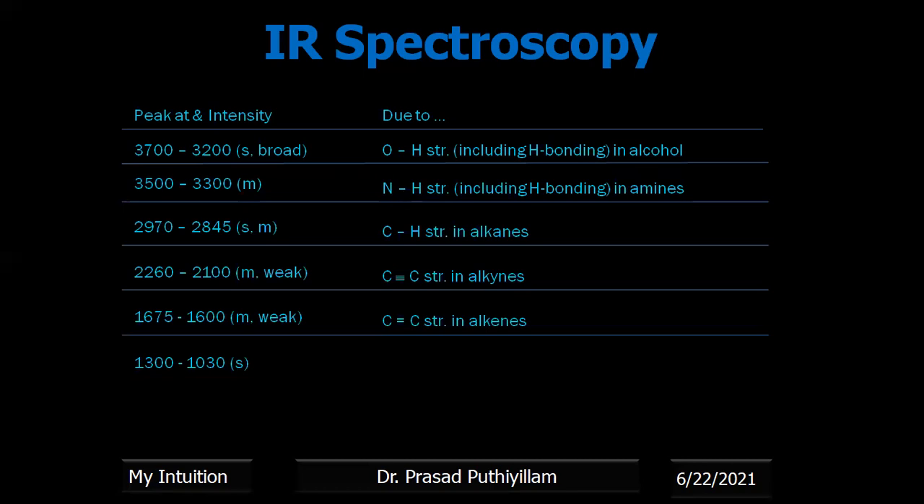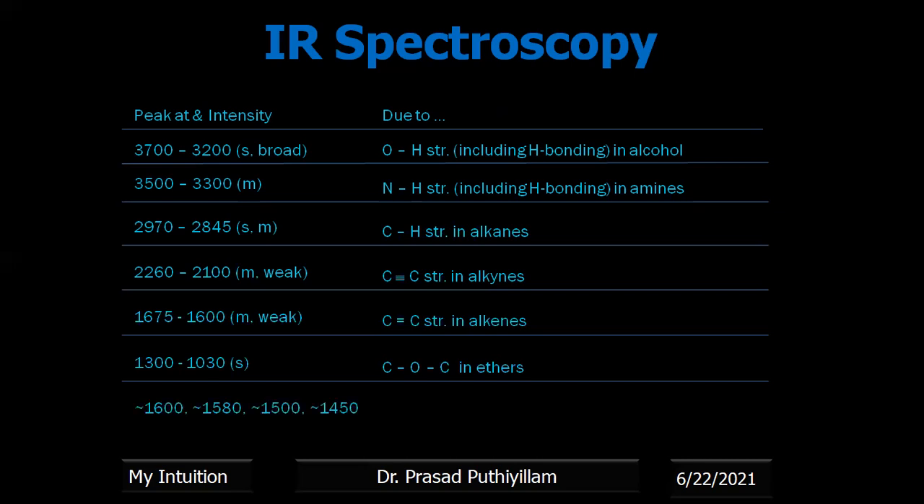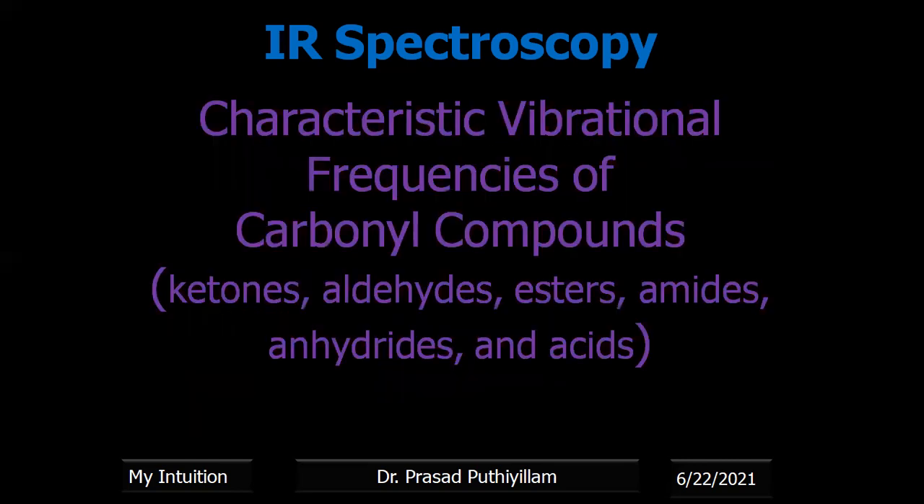If around 1300 to 1030 there is a strong peak, that is ether. That is the only characteristic peak of ether, and I also say that it is difficult to identify because many other stretching and bending vibrations, mainly bending vibrations, come in that region. Many other functional groups also interfere in this region. Then if there are 3 to 4 peaks in this region, that is an aromatic compound. Okay, so that is about different hydrocarbons.